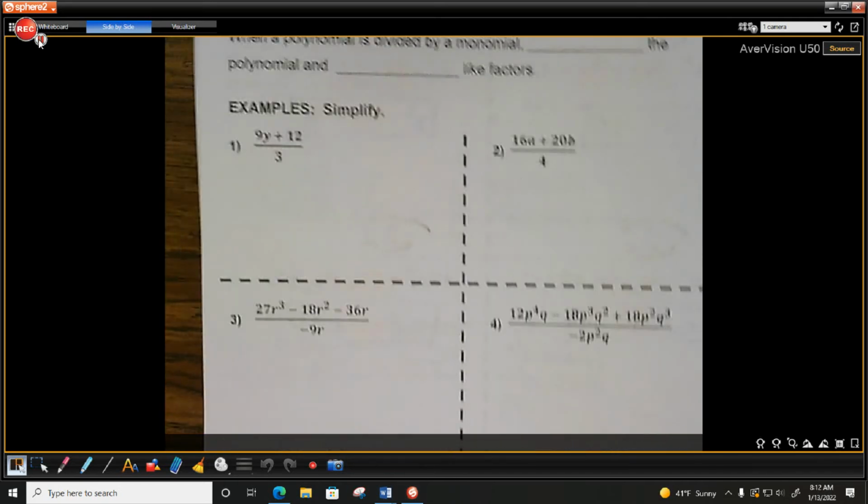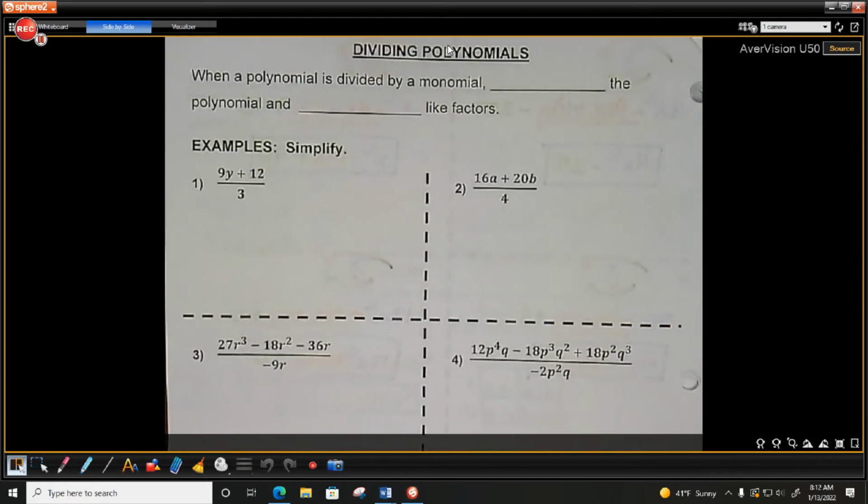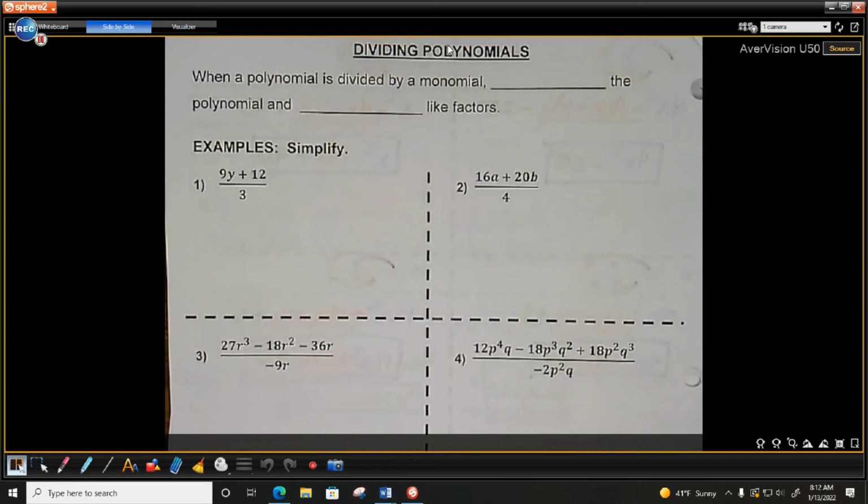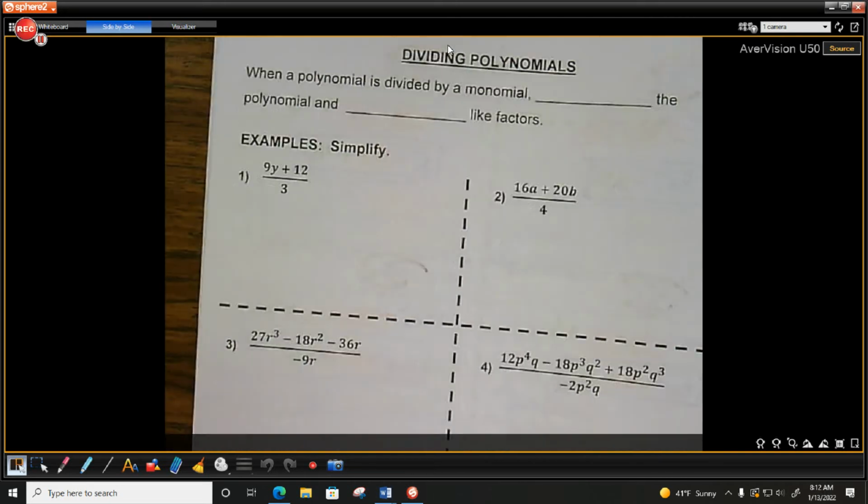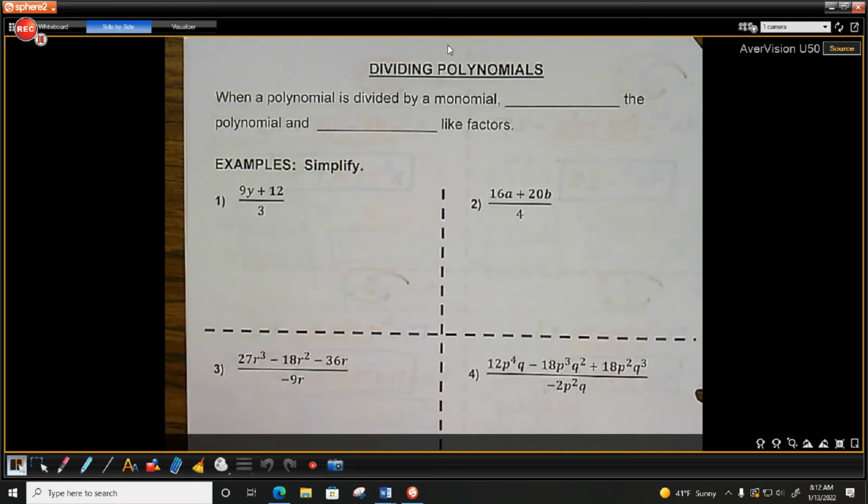Okay, so what are we doing today? We've done adding, we've done subtracting, we've done multiplying. Today we're going to do, it's even on the notes, guys. What are we doing today? Dividing, okay? I will tell you, I think the dividing ones are actually kind of the easiest ones.